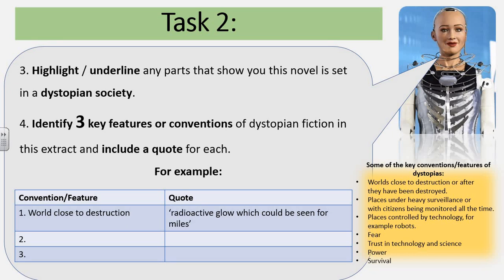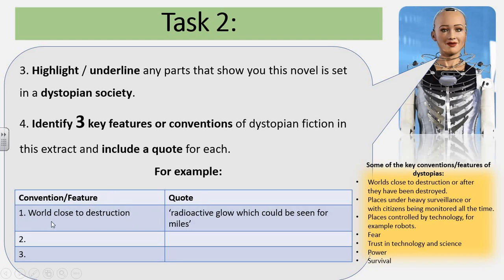I'd like you to note down any parts of the extract that show you that this novel is set in a dystopian society. So you need to identify 3 features or conventions of dystopian fiction and then include the quotes. So I would do another little table like down here with the 2 columns. So one that says convention or feature, and the next column for your quote.